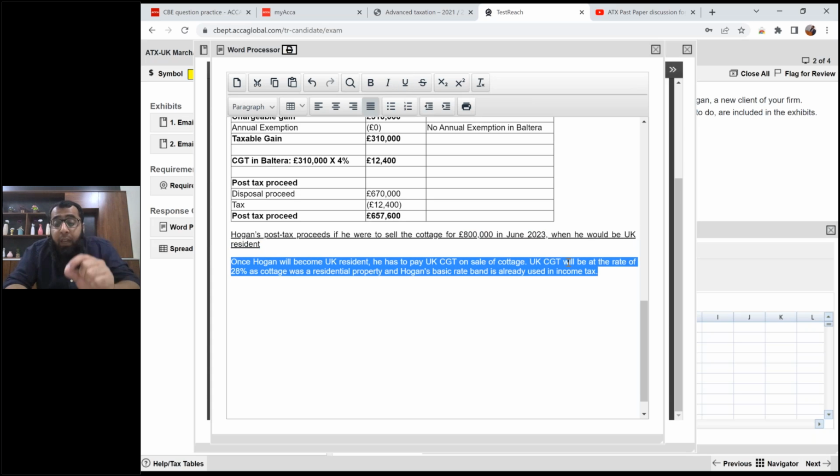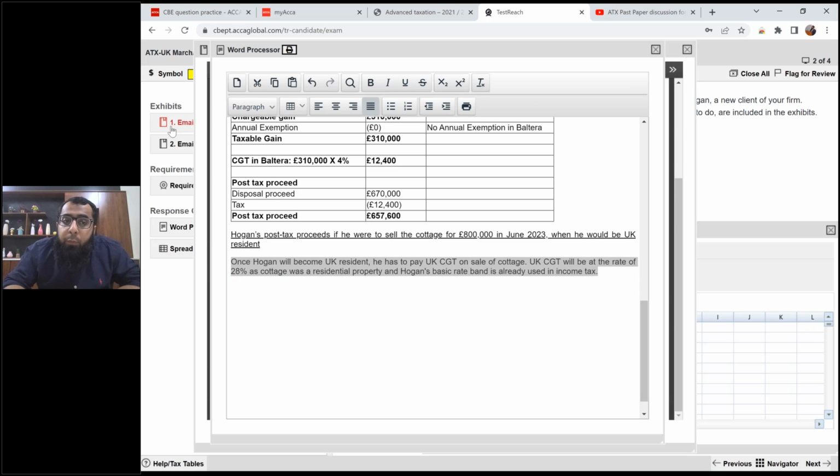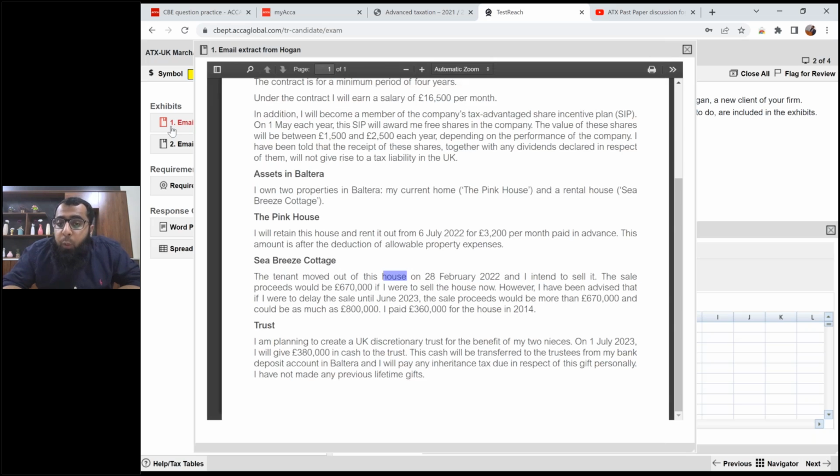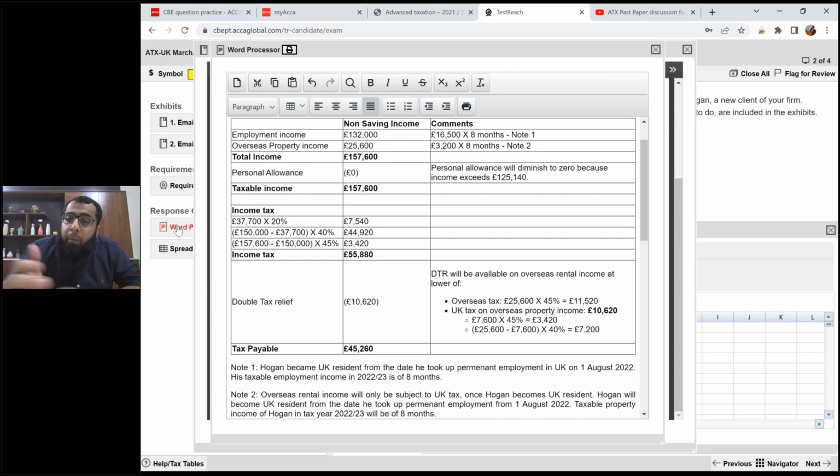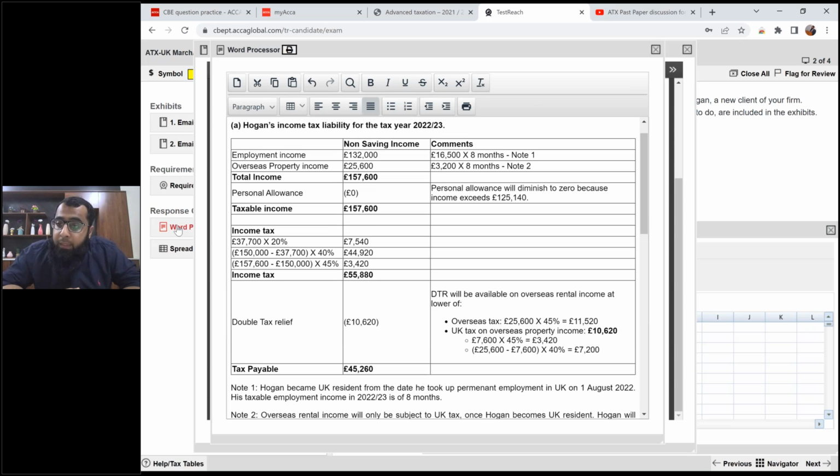This was the area where a student would have made an error. Why? Because they would have missed the fact that this was a house. When it was a house, it was a residential property. On residential property, the rates of CGT are greater: 18 and 28%. And Hogan was not a basic rate taxpayer because his salary is already high. You have already discussed it in the above part. His salary is 16,500 per month.